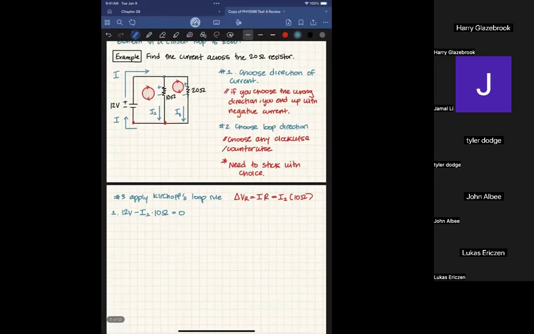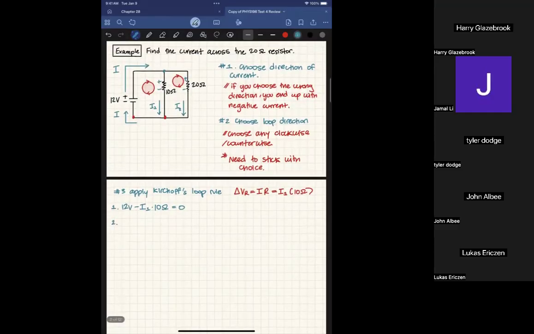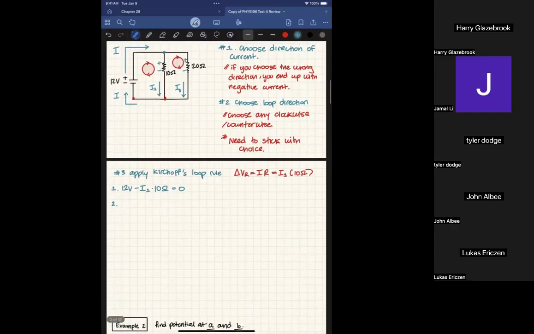Now I'm going to go to the rightmost loop. I'm just going to pick an arbitrary point and walk counterclockwise around until I get back to my starting point. As I'm walking around, I reach this 10 ohm resistor. It's taking me from negative to positive, and so it's increasing my voltage. So that's going to be positive I1 times 10 ohms.